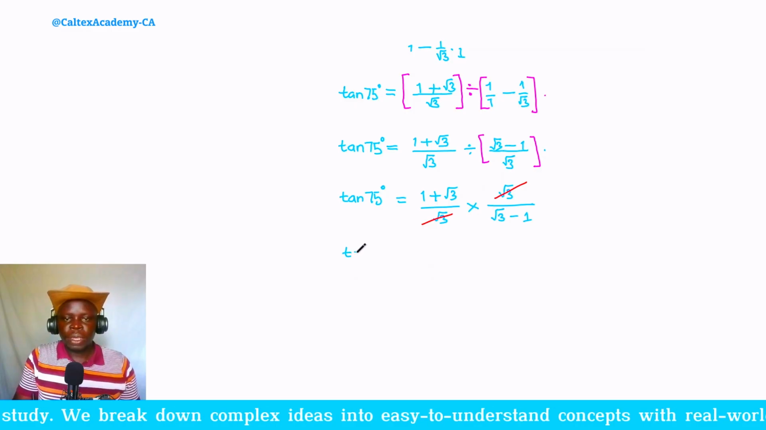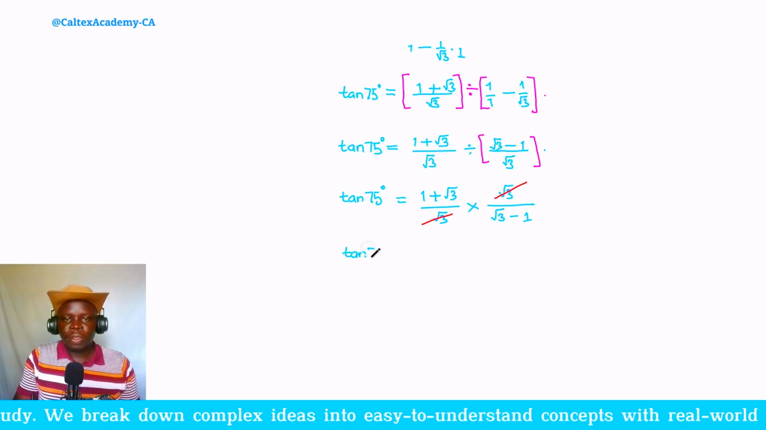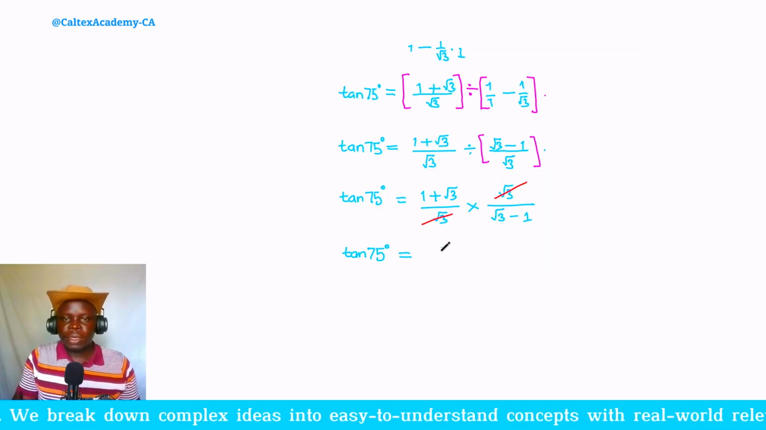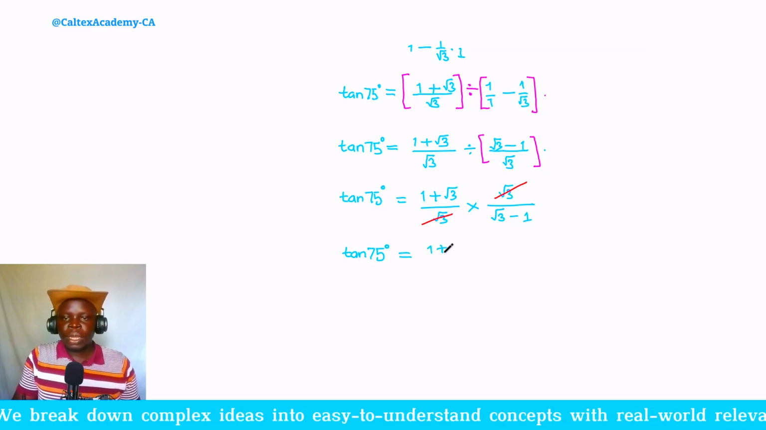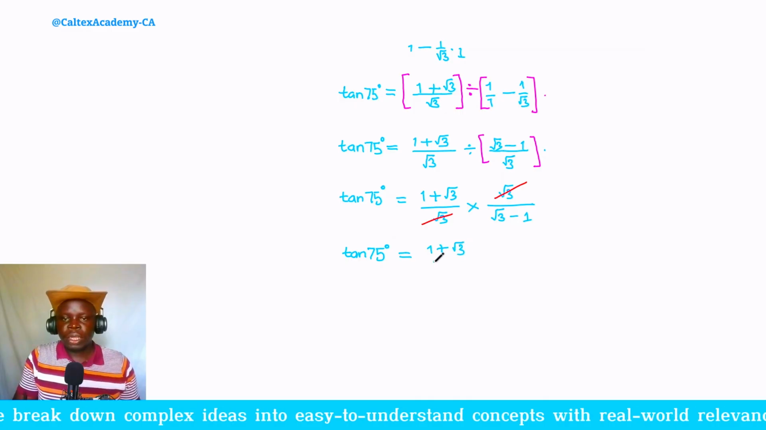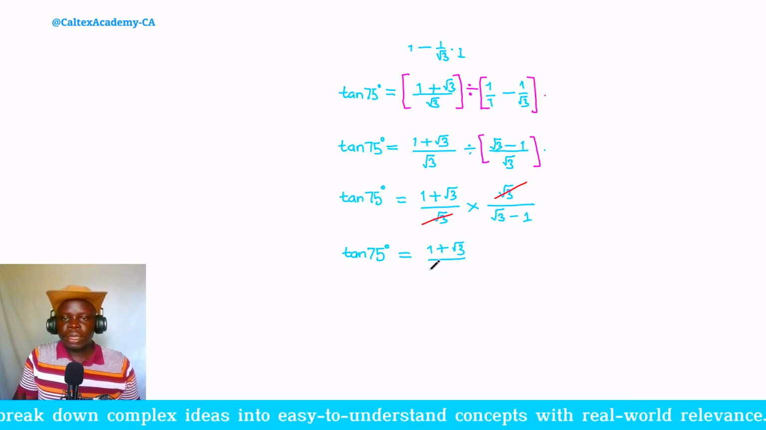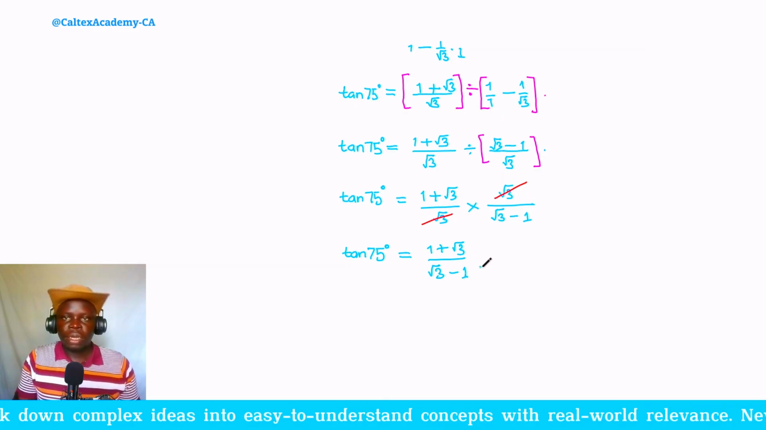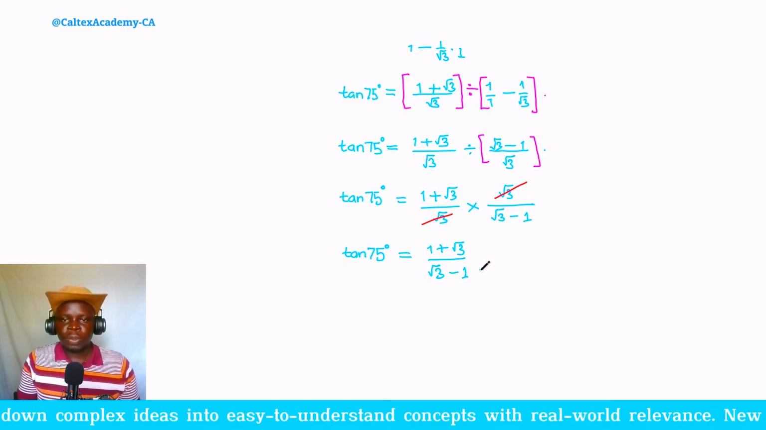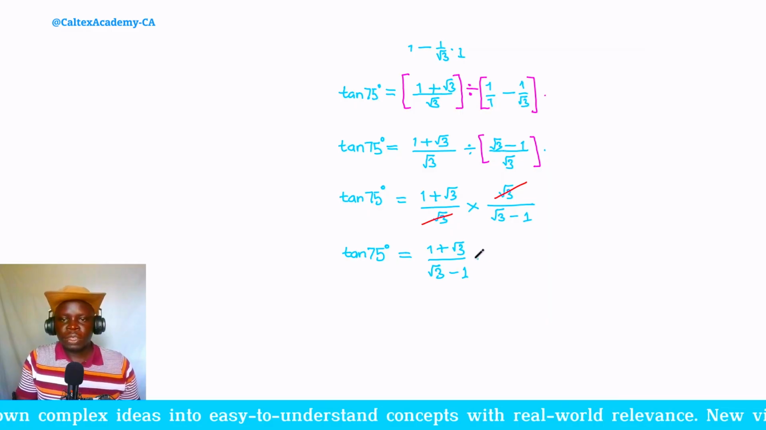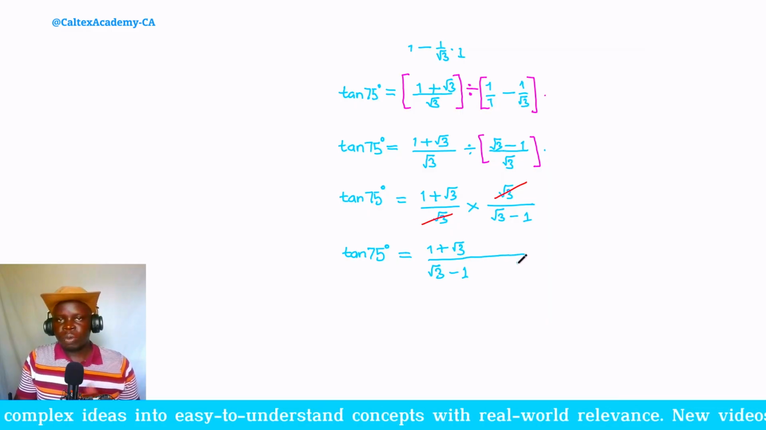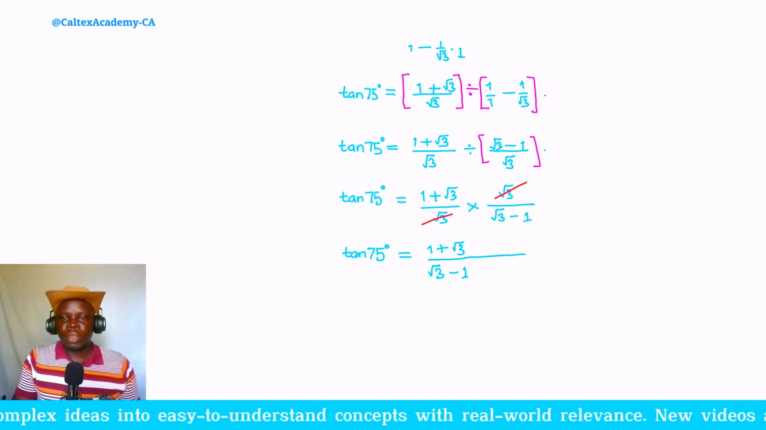So let's recopy down here, and we have tan of 75 degrees is the same as 1 plus root 3 all over root 3 minus 1. And let's move one step further by first of all rationalizing this to obtain a simpler form before we write it in decimal, in order for us to be able to round to 3 significant figures.